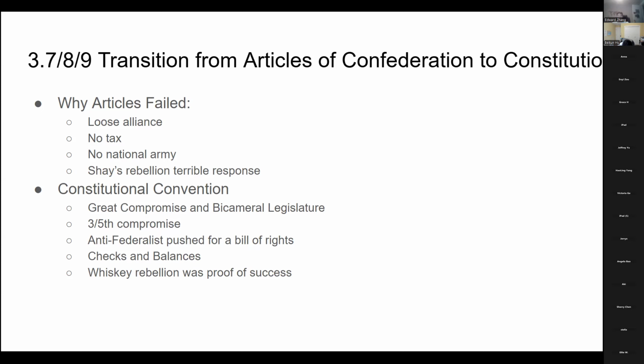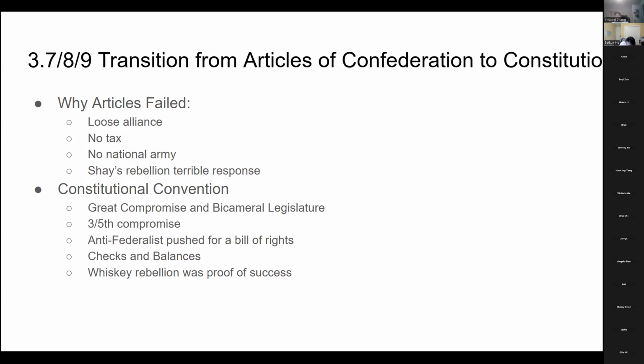The state governments had rights over almost everything that the government has now. The national government couldn't tax. It was the role of the states to tax their own citizens, right, and collect their own taxes. So you can see how inefficient that would be.